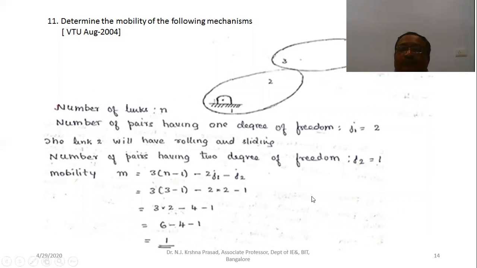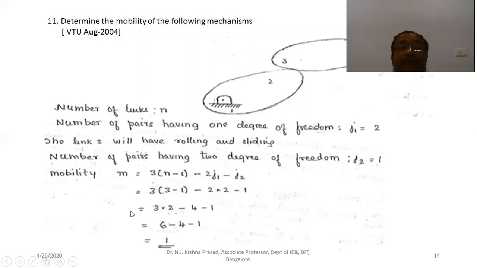And here, this also was given in one question paper, the VTU August 2004 question paper. The only difference here is that first you count the number of links. It is 1, 2, and 3. The total number of links is 3. And 1 and 2 make 1 joint, 1 and 3 make 1. The total number of 1 degree of freedom joints is 2. And link 2 has rolling and sliding, so the J2 value is counted as 1 here.